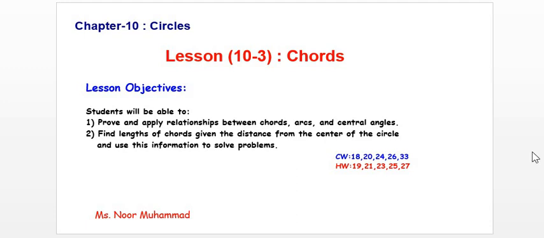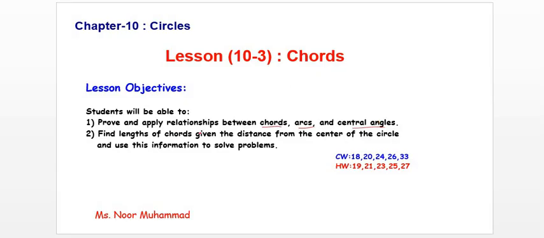Bismillahirrahmanirrahim. Chapter 10 Circles, and this is the third lesson, Chords. Our main objective is to prove and apply relationship between chords, arcs and central angles. So if you do not know what is the definition of all these terms, watch the video of lesson 10.1 to understand the definitions of these.